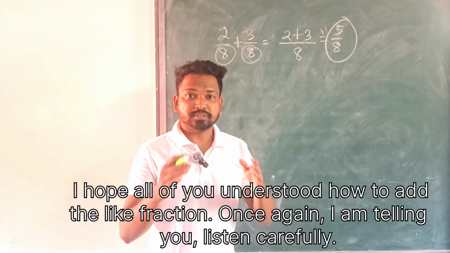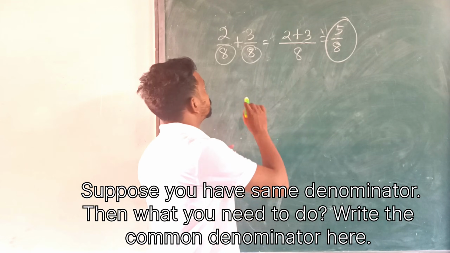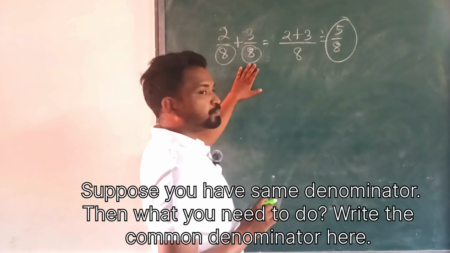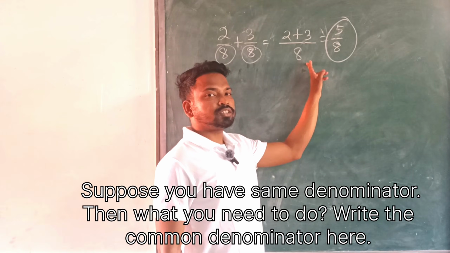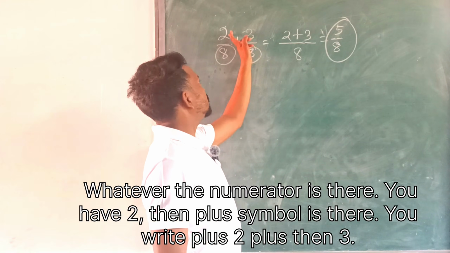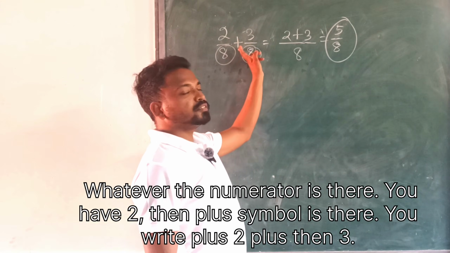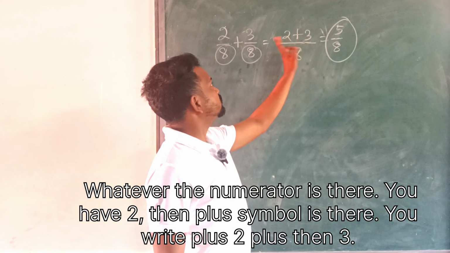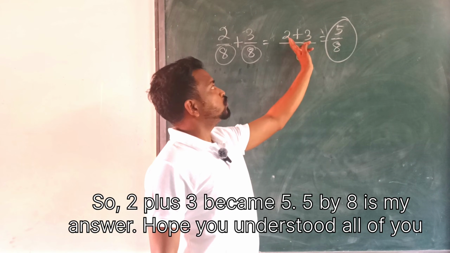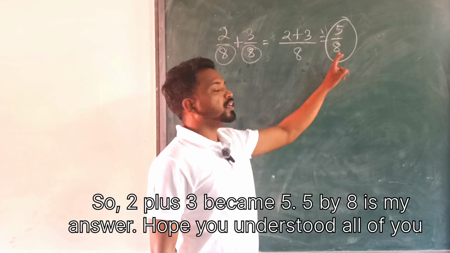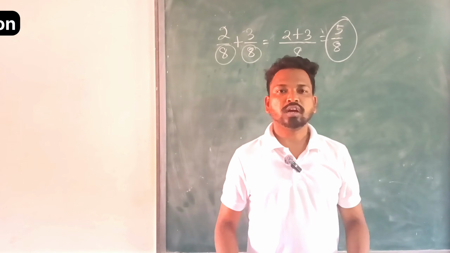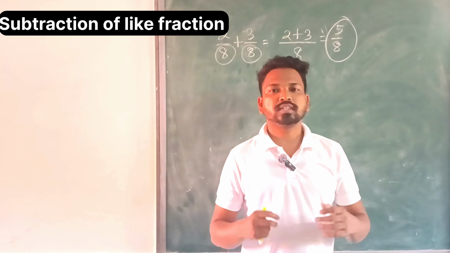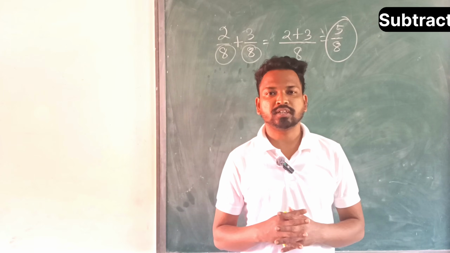Once again, I am telling you, listen carefully. Suppose you have the same denominator. Then what you need to do? Write the common denominator here. Whatever the numerators are, here 2, then the plus symbol is there, you write plus 3. So 2 plus 3 became 5. 5 by 8 is my answer. Hope you understood all. Now let's talk about subtraction of like fractions.